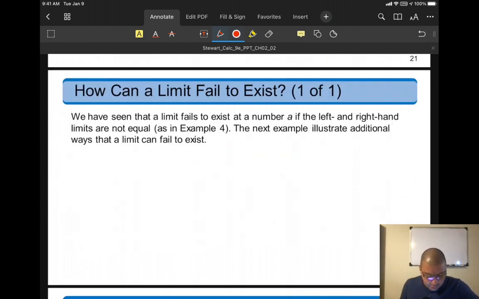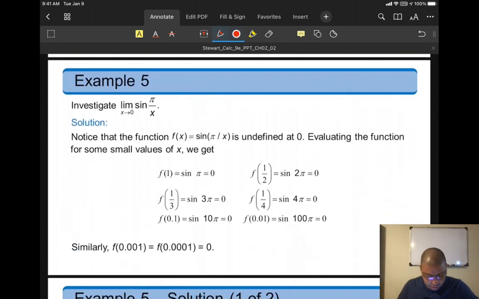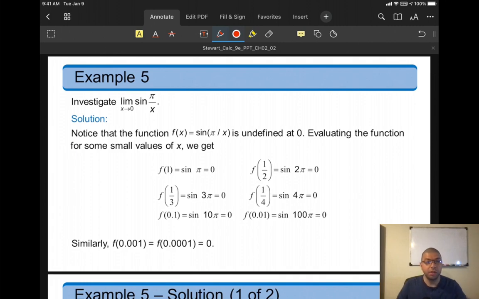How can a limit fail to exist? If the graph is ugly enough, this could happen. So let's talk about this actual value here. Notice that the function f of x equals sine of pi over x is undefined at 0, right? You can't divide pi by 0, so you can't plug in x equals 0. So how do we guess, again, quotation marks, what's f of 0 if we can't calculate what it is? We choose x values closer and closer to 0.